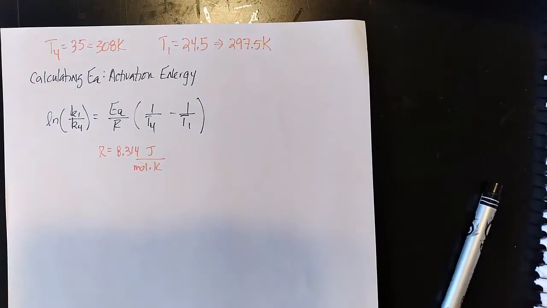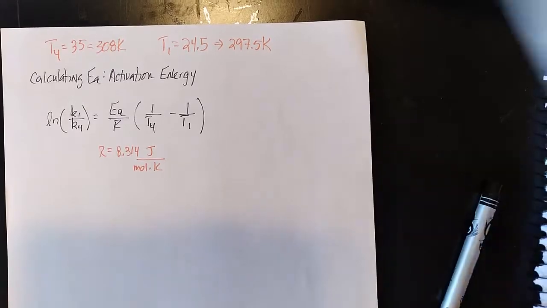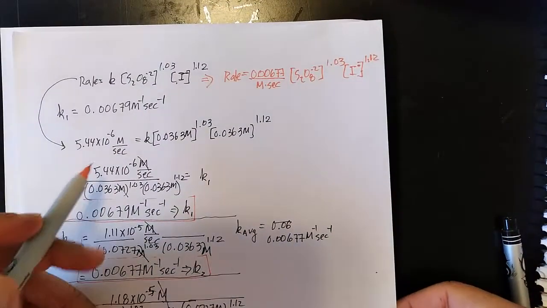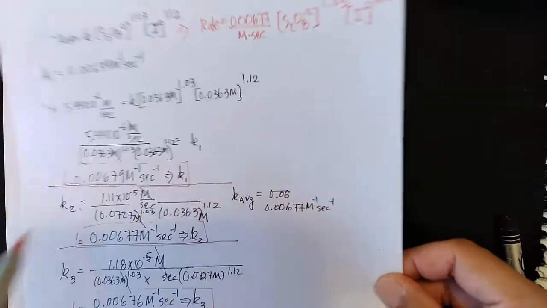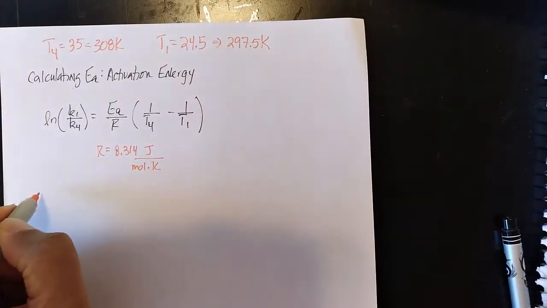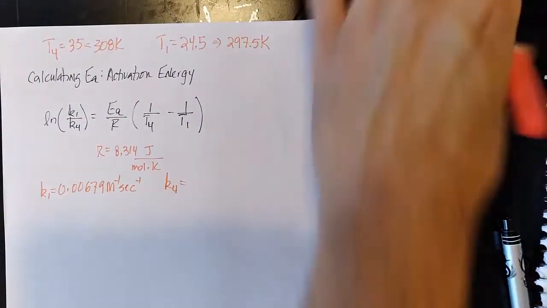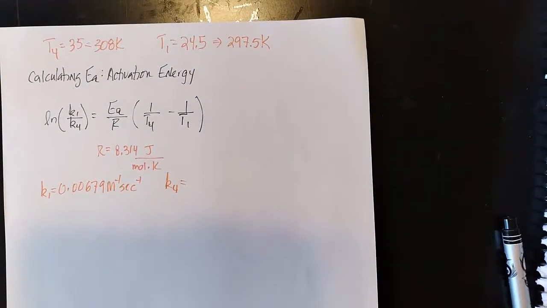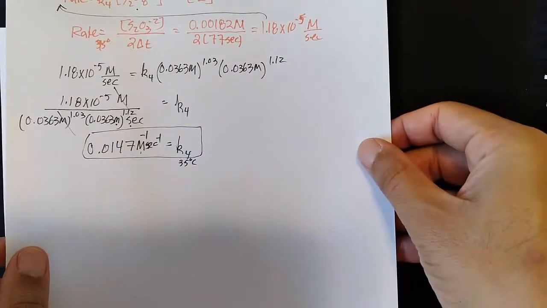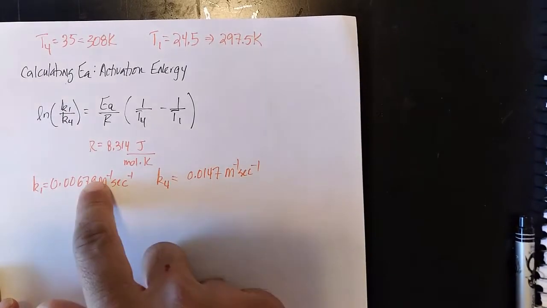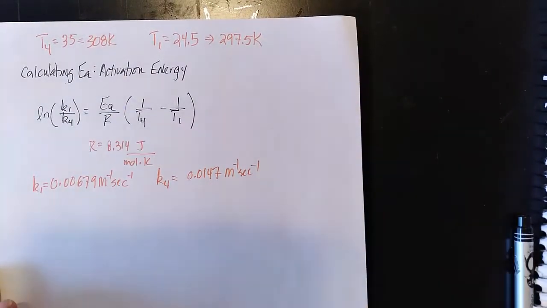What is K1? K1 is something that we solved here. Since they have the same conditions, experiment 1 and experiment 4, the only thing that's different is one is done at a higher temperature. The K1 value is 0.00679. So let's put that in here as our inventory. And K4, which we just calculated in our previous problem, is 0.0147 M to the minus 1 second to the minus 1. So this is at one temperature, 35, this is at 24.5. We can solve for EA.